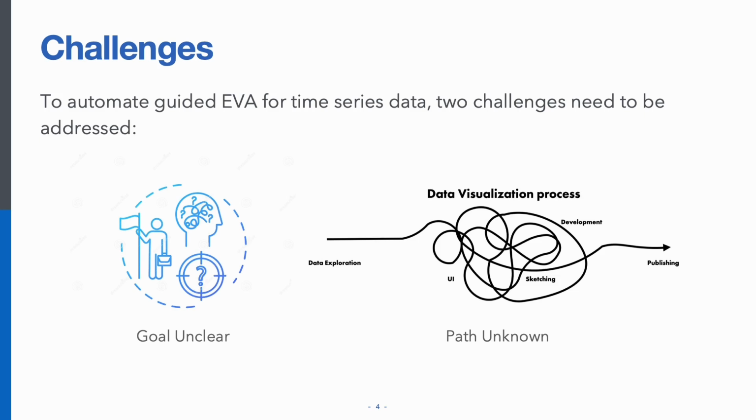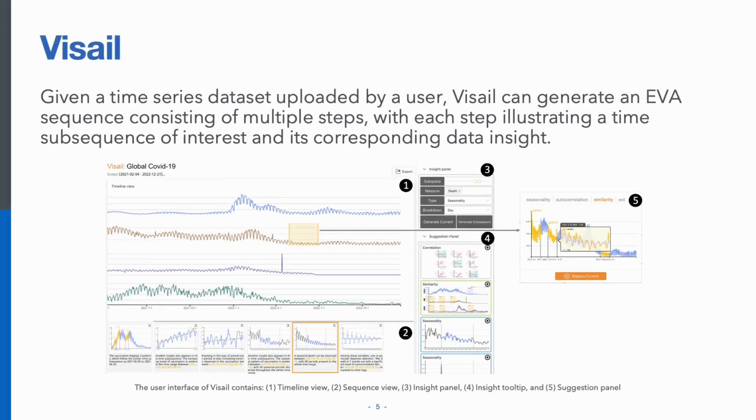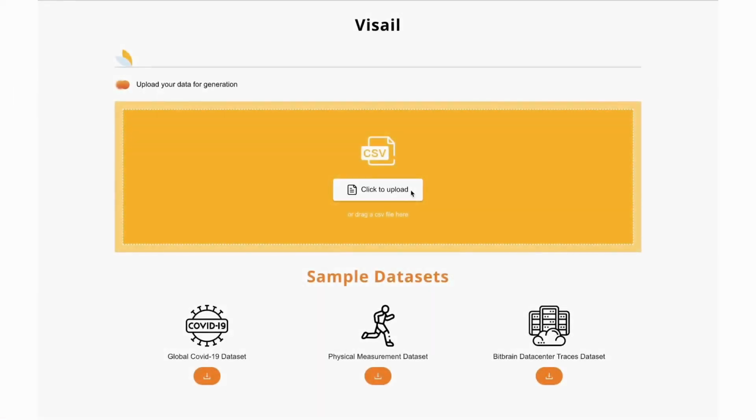The path leading to the desired goal may also be unknown to the analyst. Thus, it is important to provide the analyst with step-by-step EVA suggestions that help determine which parts of the data to explore. To address the above challenges, we developed VIS, a reinforcement learning-based system to support guided EVA on time series data. Here is a demo of VIS.